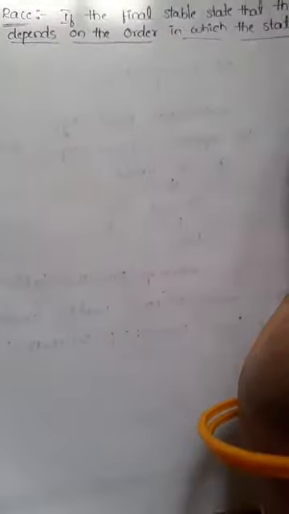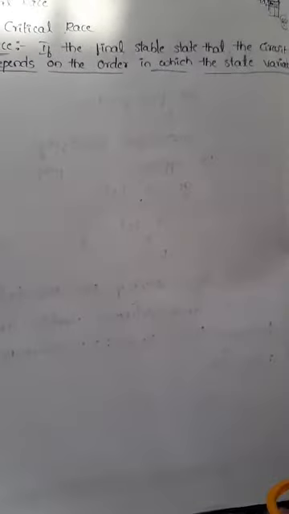Whenever the input variable changes from 0 to 1, the order may not be clear, but if it gives the stable condition for all the possibilities, that is called the non-critical race.